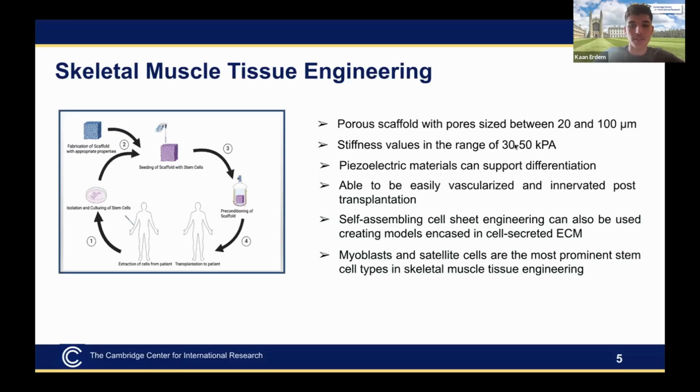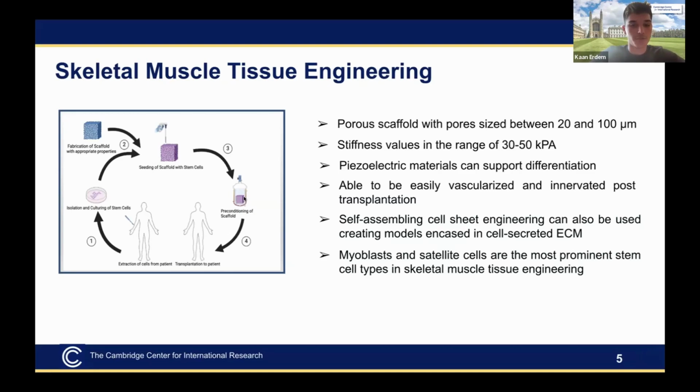Additionally, it should be able to be easily vascularized and innervated following transplantation as to cope with the high energy demands of skeletal muscle tissue. And if a scaffold fulfills these properties, then stem cells would be isolated from the patient, where the most prominent types of stem cells in skeletal muscle tissue engineering are myoblasts and satellite cells. Then the scaffold would be seeded with these stem cells, ideally.